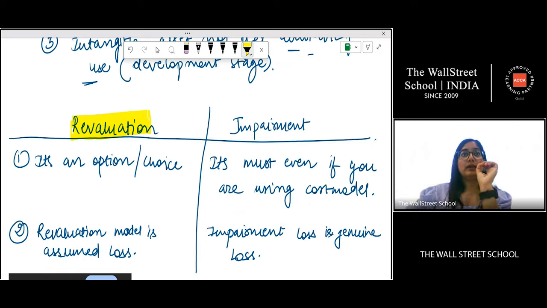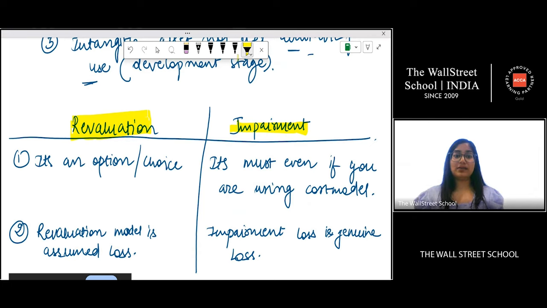And let's say for one asset we are following the revaluation model, then for the entire class of asset we need to follow the same, okay? But when it comes to impairment, it is mandatory regardless of whichever model we are following. Even if it is the revaluation model, even if it is the cost model, whenever there is an indicator, we'll be doing impairment testing and seeing whether any impairment has happened during the year or not.